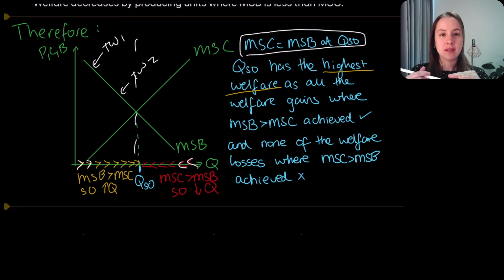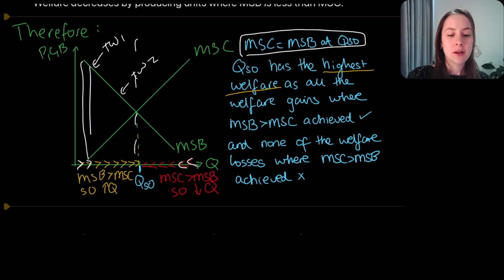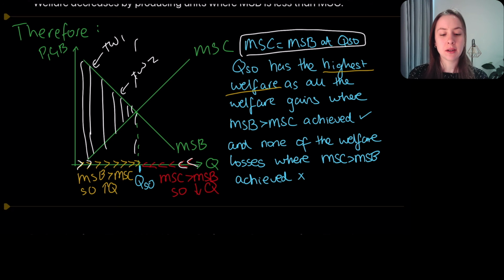And then you get an intersection in the middle where QSO is actually going to make society as best off as possible. Now, what is the total welfare at QSO? The welfare at QSO is the sum of all the marginal welfares produced so far. So that was the welfare at there, the welfare added here, the welfare added there, the welfare added there, and so on. That's the welfare at QSO.